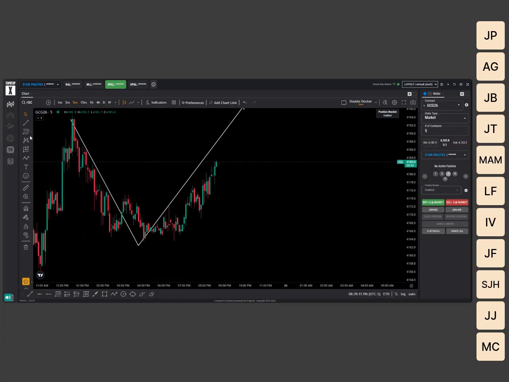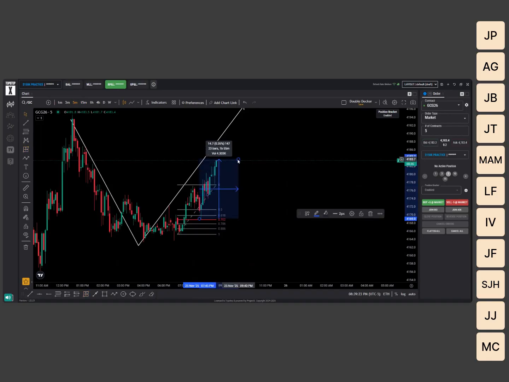Let's just say you were to get into that trade and pulled it off to 618, whatever. 147 pips. $1,000 on one contract. And I promise you this one is probably just going to go to the moon. But that is breaking it down in the simplest way possible.